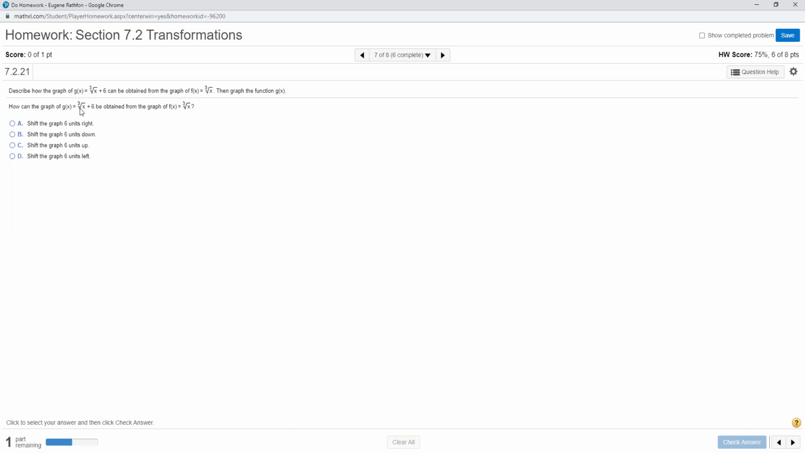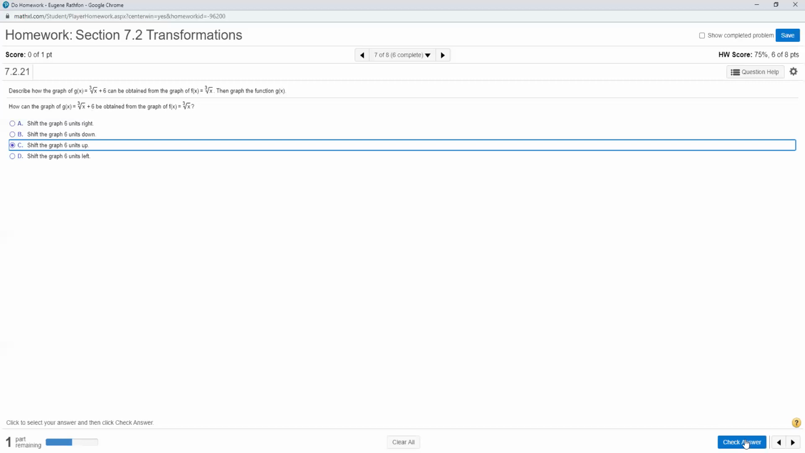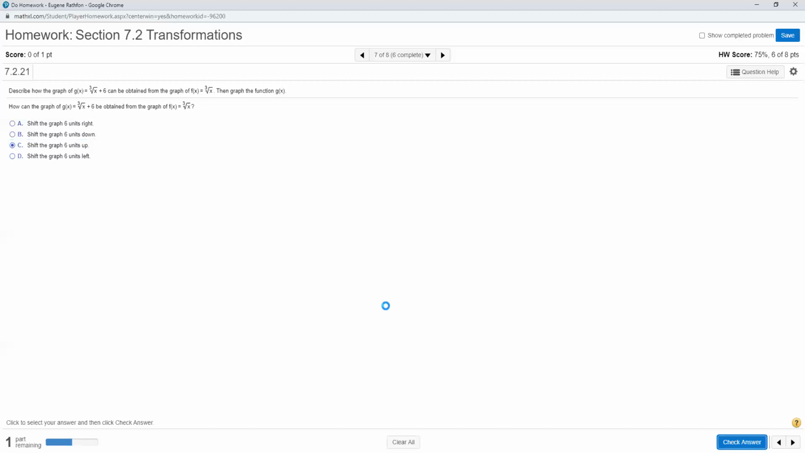So notice they didn't put the 6 inside the radical though. They added it to the end. And remember, when they add it to the end, it's going to be a vertical up or down. And on vertical, if it's positive, it actually moves it up. So we're going to move that graph up 6 units. And this one will probably give us a picture to pick.